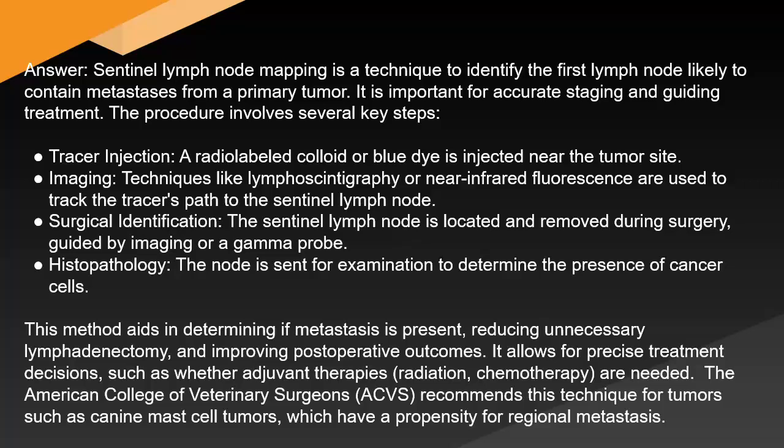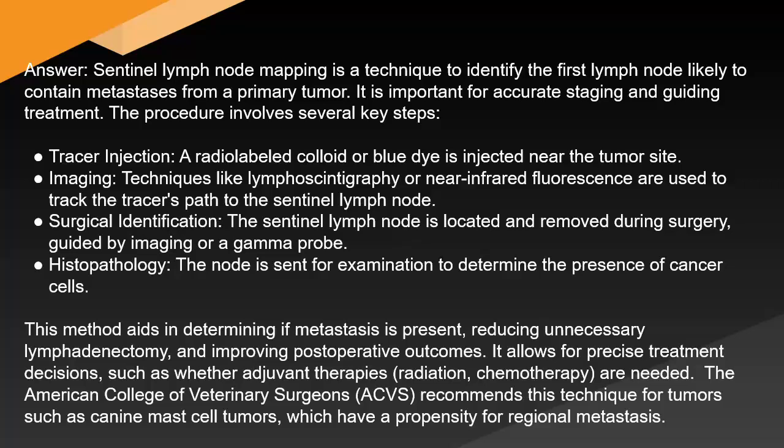The procedure involves several key steps: tracer injection, where a radiolabeled colloid or blue dye is injected near the tumor site. Imaging techniques like lymphoscintigraphy or near-infrared fluorescence are used to track the tracer's path to the sentinel lymph node. Surgical identification: the sentinel lymph node is located and removed during surgery, guided by imaging or a gamma probe. Histopathology: the node is sent for examination to determine the presence of cancer cells.